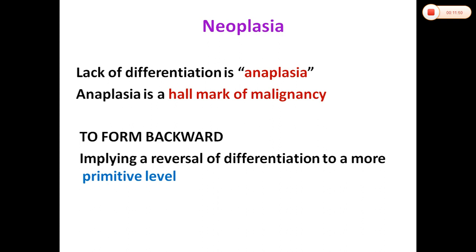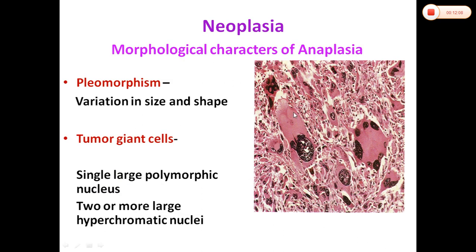The term anaplasia means to form backward, implying a reversal of differentiation to a more primitive level. Lack of differentiation or anaplasia is often associated with many other morphological changes. Now we will see the morphological changes of anaplasia one by one. First is pleomorphism. The meaning of pleomorphism is variation in size and shape. Not only cellular pleomorphism will be there, but pleomorphism in the nucleus is also seen.